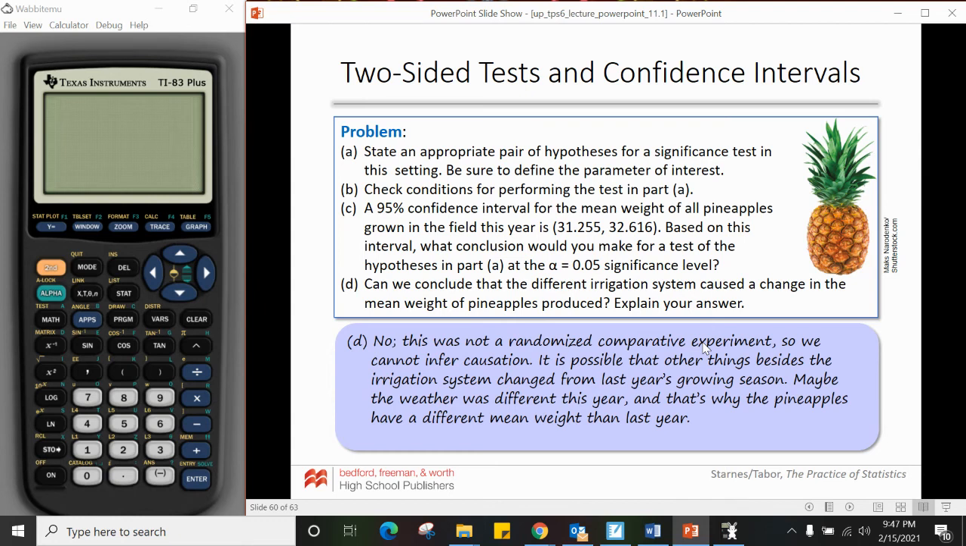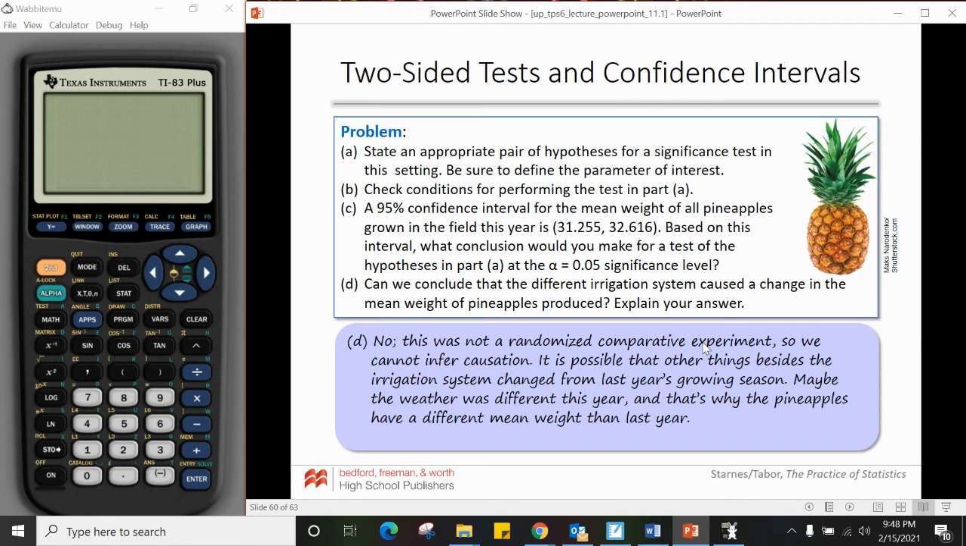Part D is a good question. Can we conclude that the different irrigation system caused a change in the mean weight of pineapples produced? Explain your answer. Remember, this is a really good throwback to chapter 4. In order to prove a cause and effect relationship, you must do an experiment, right? There's a difference between correlation and causation. A sample can give you some correlation. Hey, these two things seem to correlate. But in order to prove causation, that something caused something else, you must do an experiment.